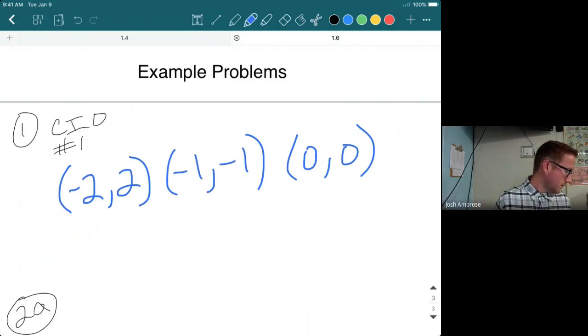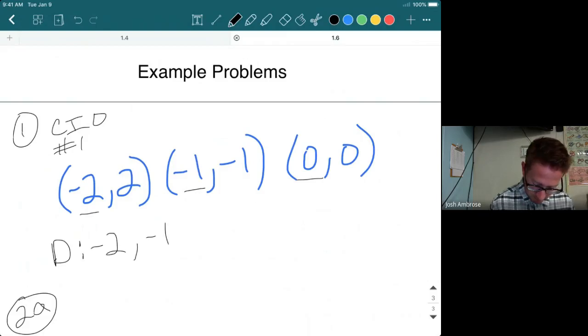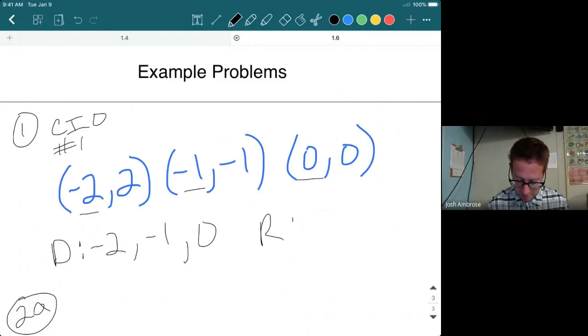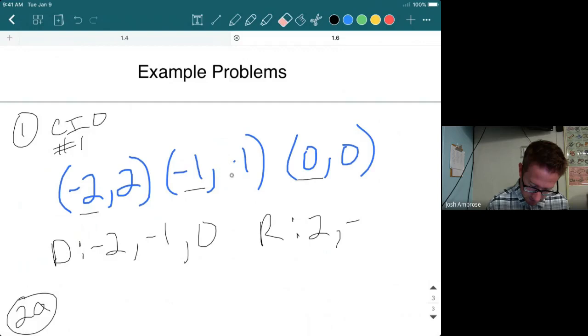So now they ask us to give the domain and give the range. Just for these 3 points, that's more than enough information for us here. So remember, every x value is the domain. So for domain, I'm going to put D colon -2, -1, 0. Those are the domains. Then for range, let's put R colon 2, negative. Oh, and you know what? I realized, quick mistake. Some of you may have already found this. Let's erase. That should not be a negative.